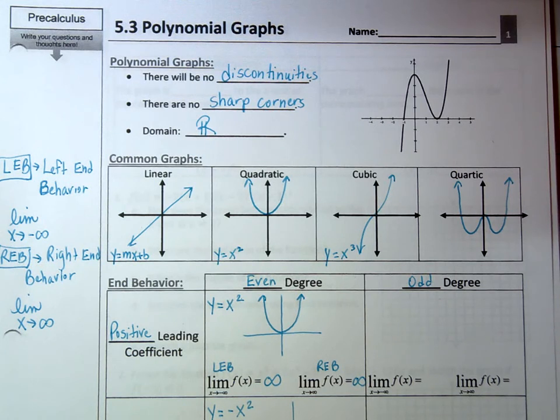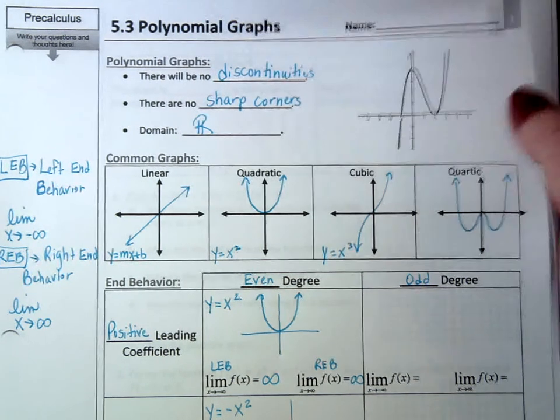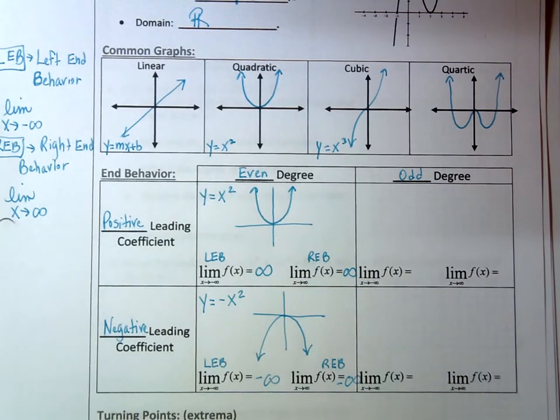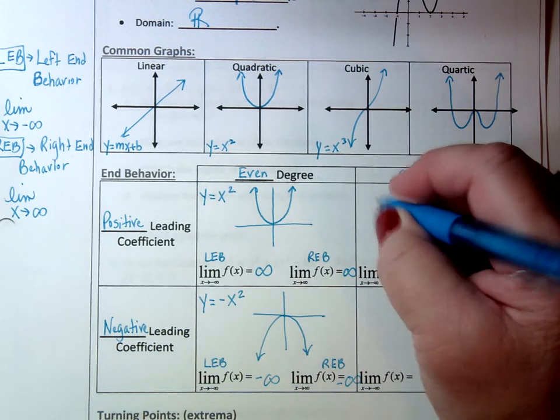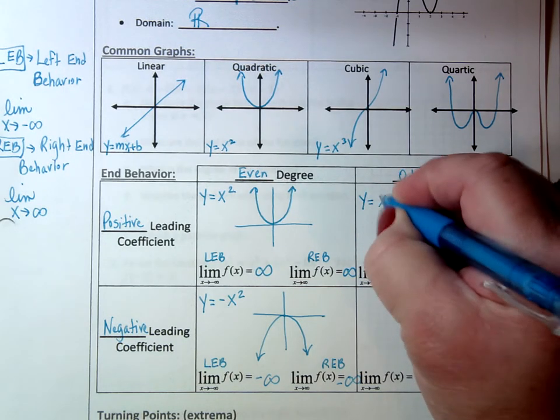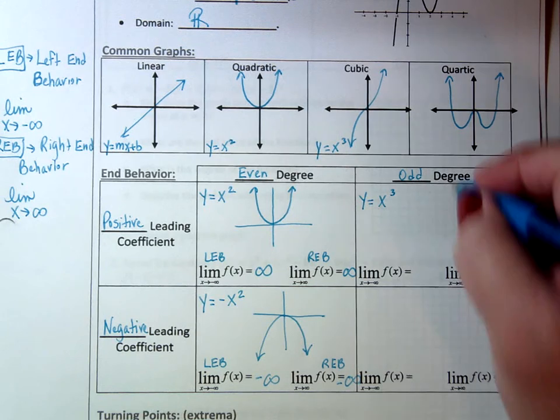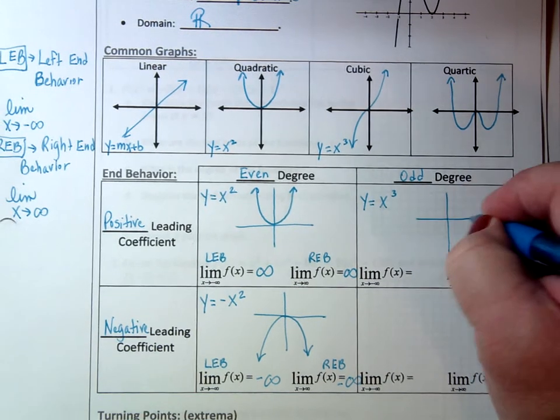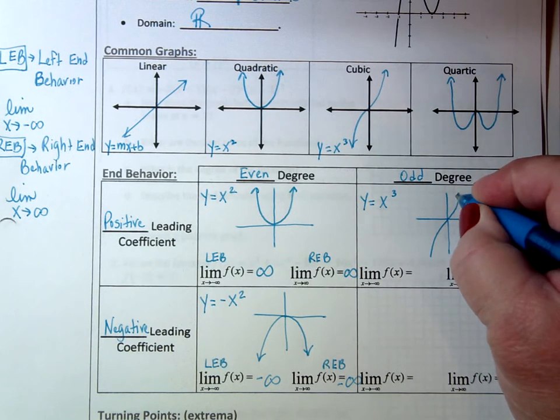All right, if I go to an odd degree, oh, you can't see me on my screen, my bad. There you go. If I have an odd degree, that'd be like y equals x cubed. Well, what does that x cubed graph look like? We drew it up above. He's a squiggle.